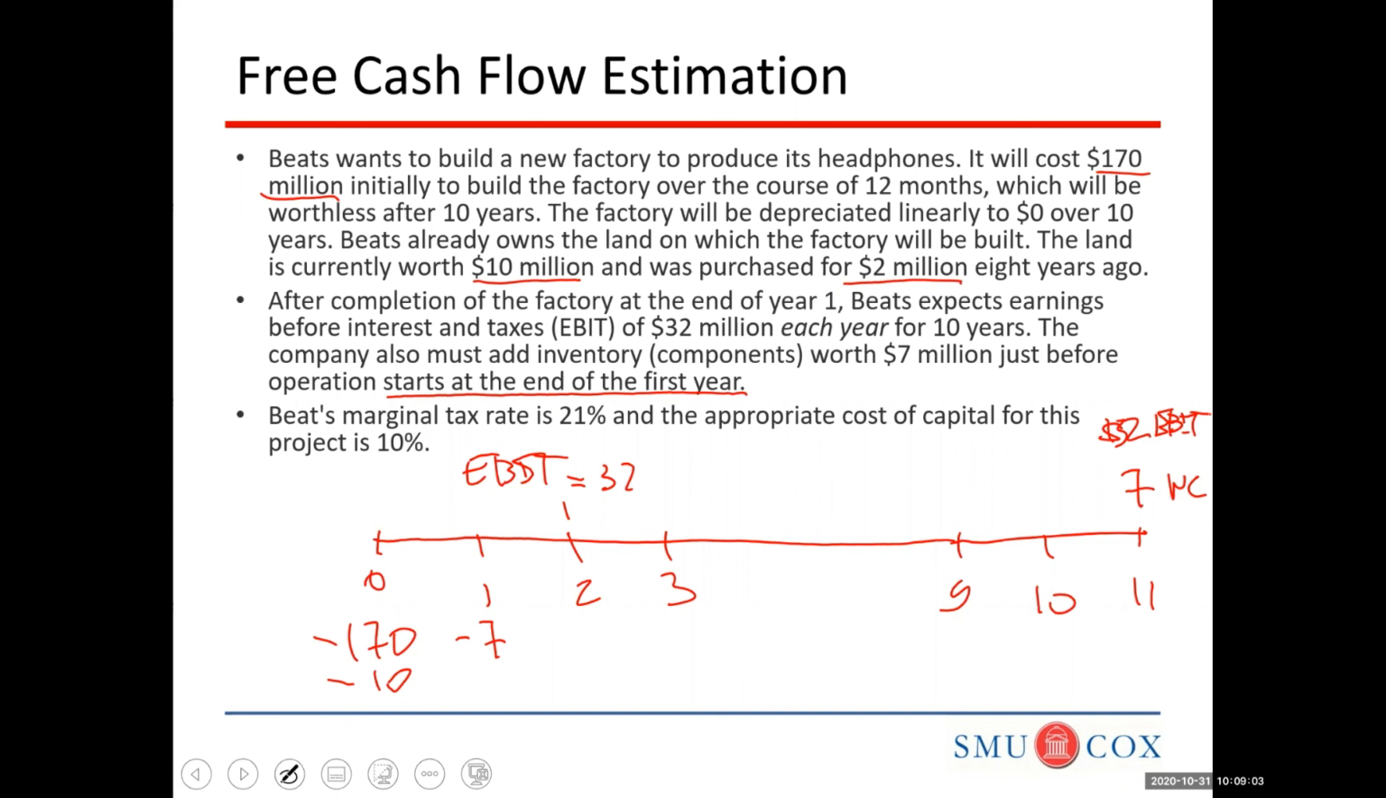What would happen if the question said it will cost 170 million initially to build a factory over 3 years?